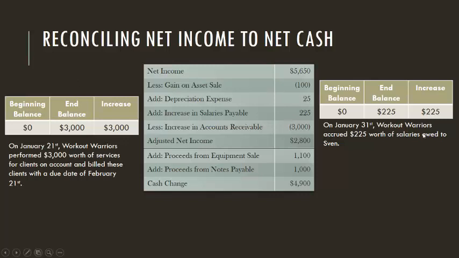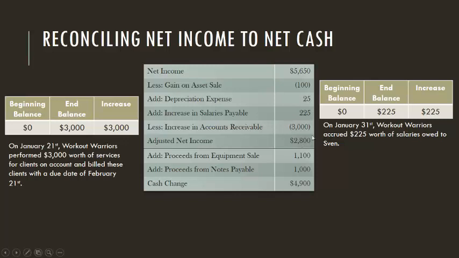And then we would make adjustments based on the changes of that current asset and current liability. So if we had an increase in salaries payable, let's add that to net income, because an increase in any current liability is assumed to increase your cash flow. Adjust that up by $225. And then for our AR over here, that had an increase of $3,000. And when you have an increase to a current asset, it decreases your cash flow. So we would adjust our net income down by $3,000, and we would come up with adjusted net income, or cash provided, if you will, by operating activities of $2,800.